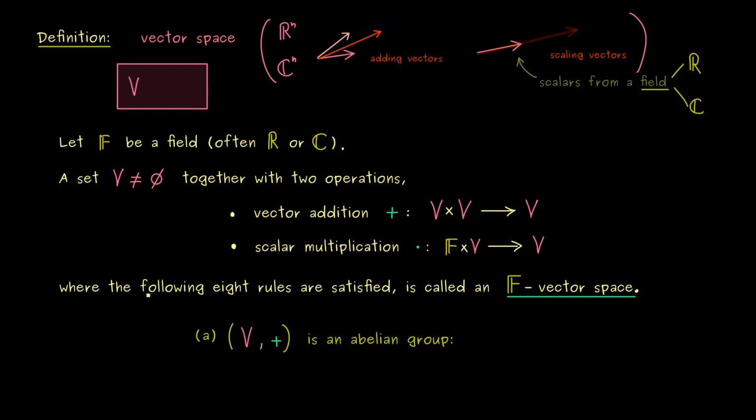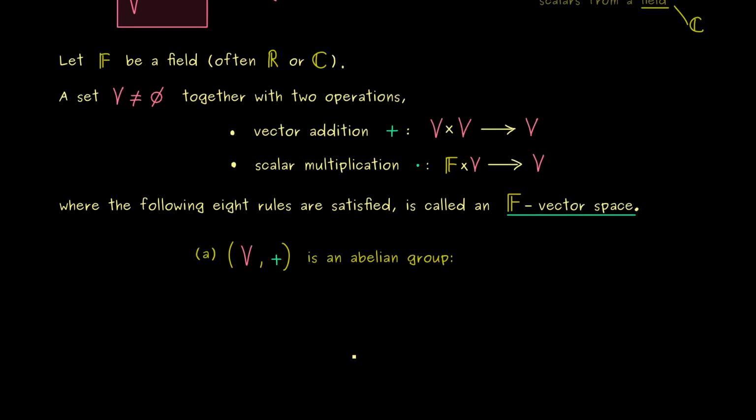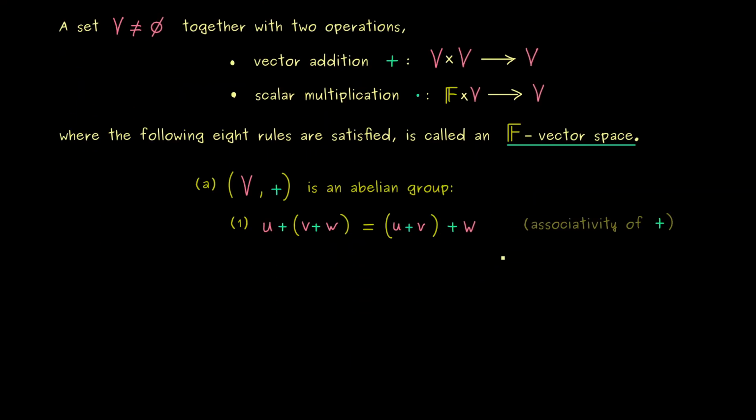Indeed, the first 4 we can already put together by just saying that V together with the vector addition is a so-called abelian group. This means we have the 3 group axioms, and in addition the operation is also commutative. More precisely, the first property of a group is associativity. This means if we take elements u, v, w from V, we can exchange the parentheses like that.